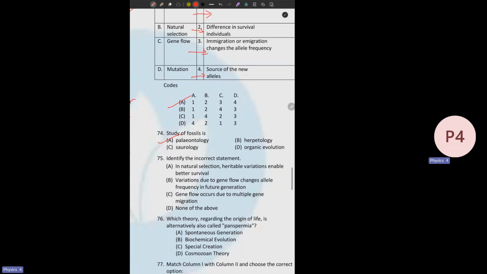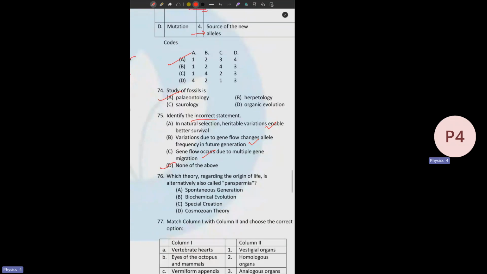Identify the incorrect statement. In natural selection, heritable variations enable better survival. This is correct. Variations due to gene flow changes allele frequency in future generations also. Yes, it is correct. Gene flow occurs due to multiple gene migration. Yes, genes are moving from one population to another. So hence, there will be addition or elimination of the genes in a particular population, which we are calling gene flow. So yes, it is correct. And the D option is none of the above. So that's the correct answer. All are correct. Actually, there was none of the incorrect statement.